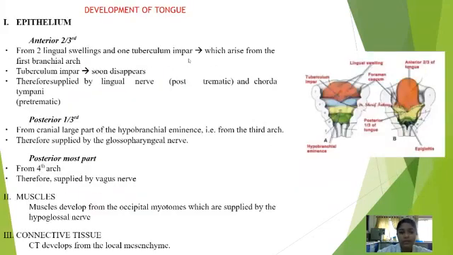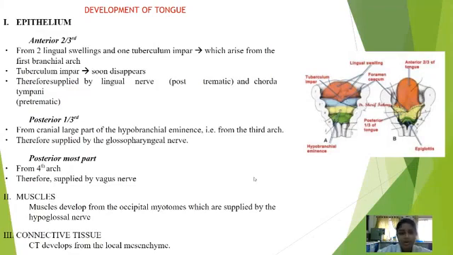So coming to the last part, the development of the tongue. The epithelium of the anterior two-thirds forms from two lingual swellings and one tuberculum impar, which arise from the first branchial arch. The tuberculum impar soon disappears, therefore it is supplied by the lingual nerve and chorda tympani. The posterior one-third forms from the cranial large part of the hypobranchial eminence, that is from the third arch, therefore supplied by the glossopharyngeal nerve. The posterior-most part of the tongue is from the fourth arch, therefore supplied by the vagus nerve.